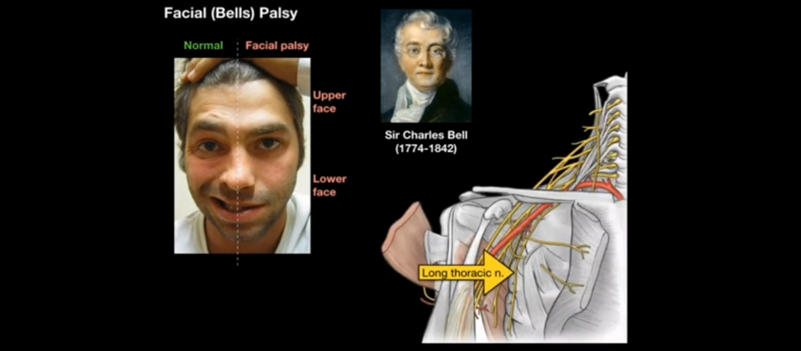He also identified this nerve called the long thoracic nerve that innervates the serratus anterior muscle. So long thoracic nerve is also called Bell's nerve. I don't know why it didn't stick.